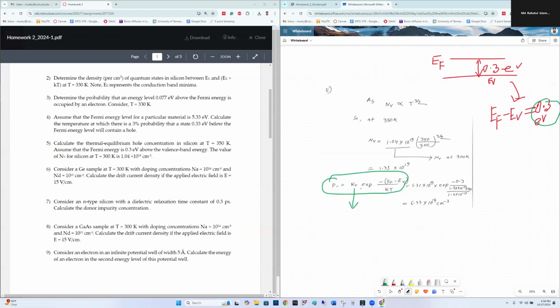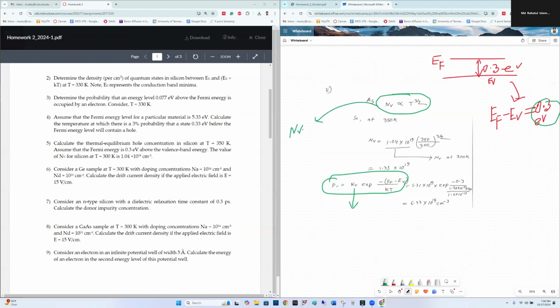So to calculate NV, we have to use this proportionality equation, where if other terms are constant, then NV is proportional to T to the power 3 divided by 2. Using this, we can calculate the NV for a different temperature. For temperature 300 Kelvin, NV is already given, so we have to calculate at a different temperature. So we can use this equation.